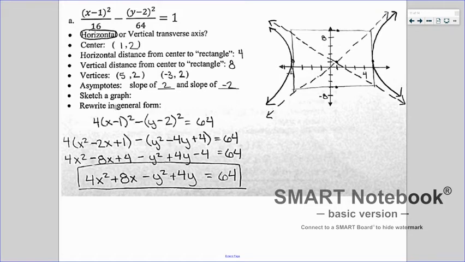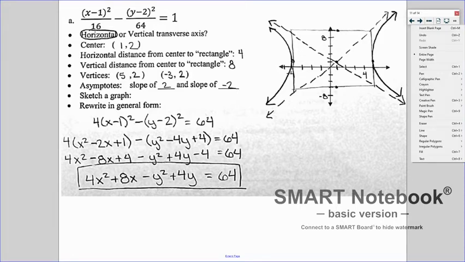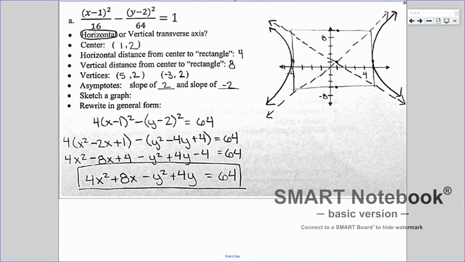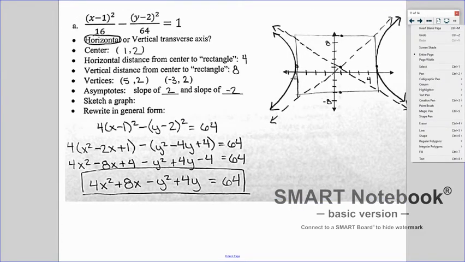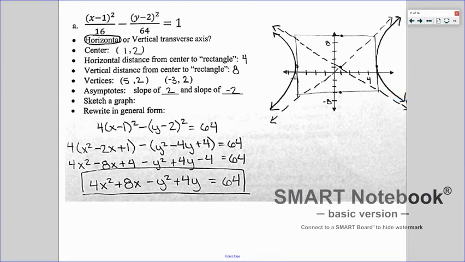And then rewriting in general form. So this is the first time that we get to this. To rewrite in general form, remember general form, we want to have all of the variables on one side and the constants on the other, no parentheses or anything like that. So this is like dealing with the ellipse, except I have a minus sign in there. So the first thing I'm going to try to find is what's a number that 16 and 64 would both go into, and that would be 64. So as I look at that, I am going to multiply everything by 64.